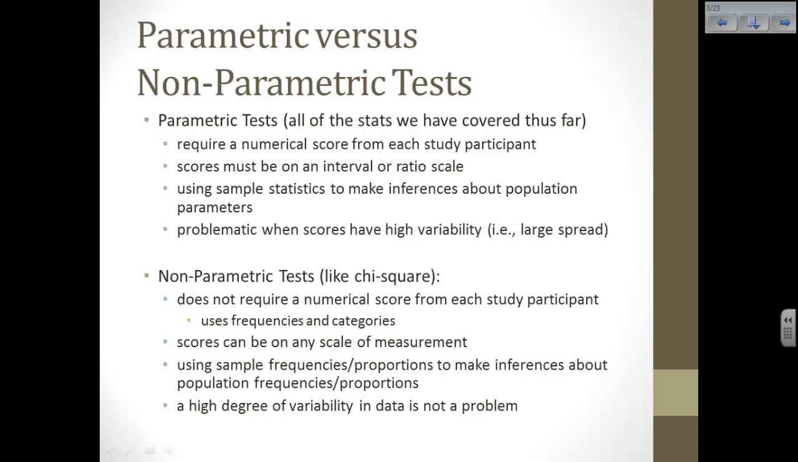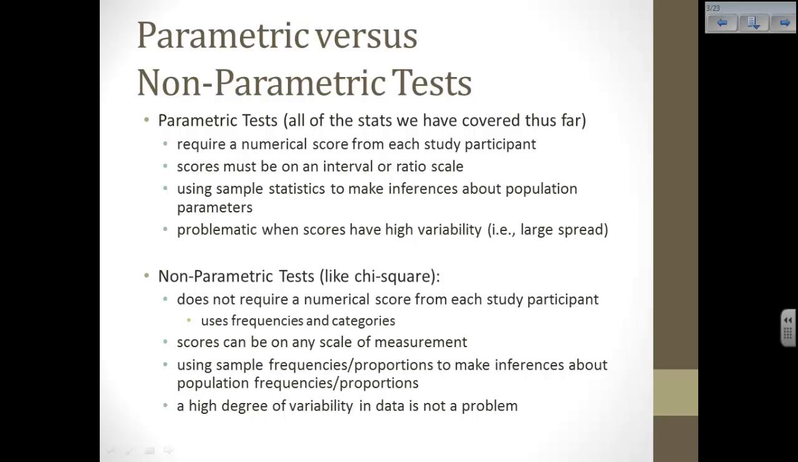Or you can use data that's on an interval or ratio scale, and all of those can be turned into frequency-based data. So again, parametric tests look at raw scores. With nonparametric tests, we're essentially counting how many people fit in each category, and the category is based on the various values that can be found in our data set. Again, that'll make more sense when we do an example.